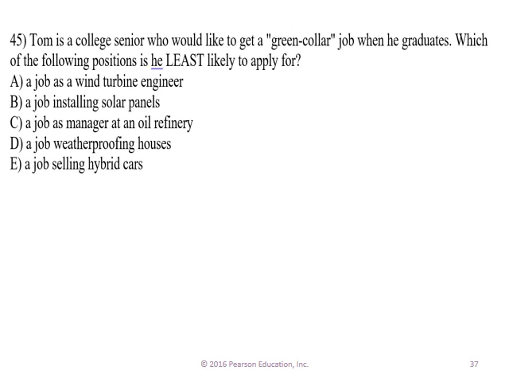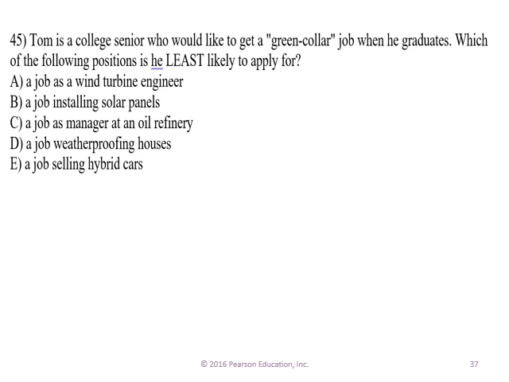A job as a manager in an oil refinery? Is that something he's going to want to do? No, the oil refinery, that's the old technology. That's the non-green technology, right? And so that's probably the one he's not going to do.